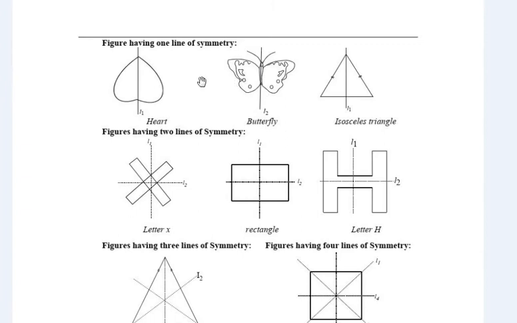And if we talk about this butterfly also, this is also one line of symmetry, because if we cut horizontally, then also it cannot be divided. It cannot be called a symmetrical object.